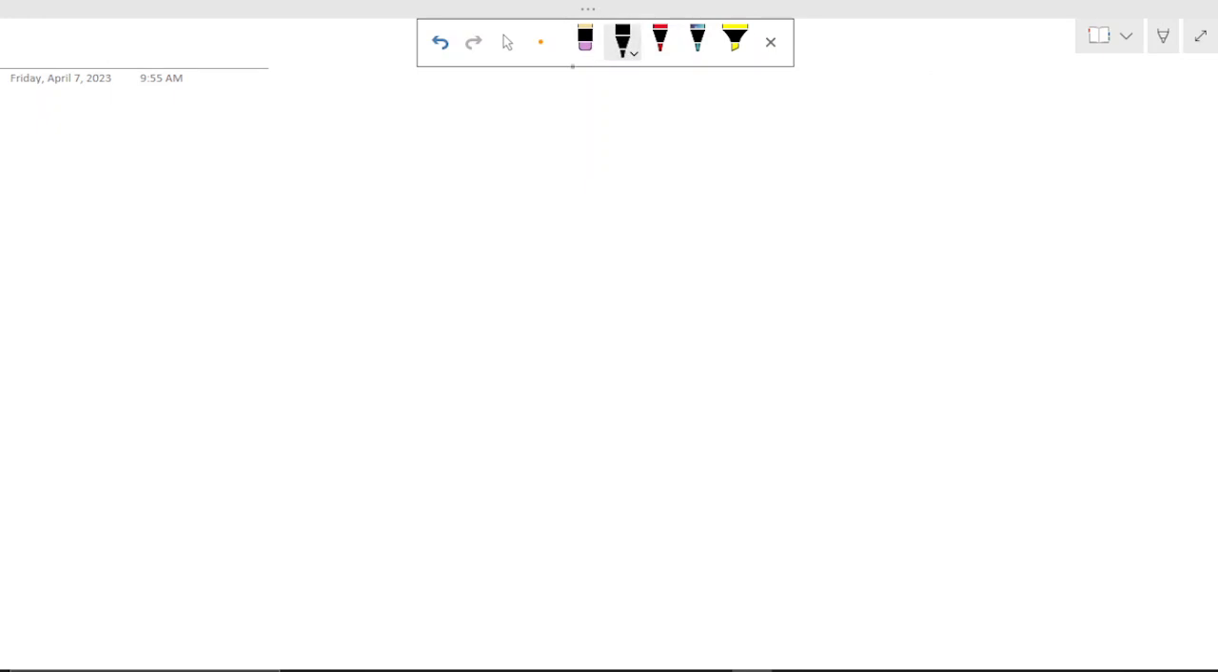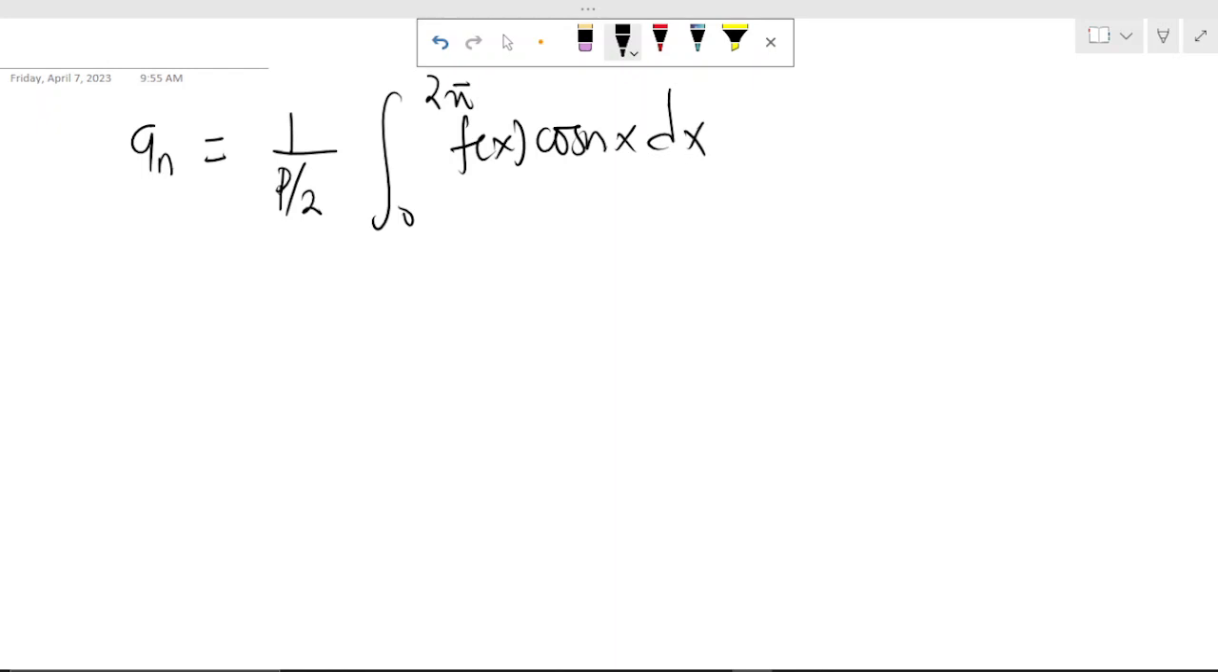Up next, let's find our an. The formula again, an is equal to 1 over the period over 2, integrating 0 to 2 pi of the given range, f of x cos nx dx. So let's go. And remember that our period is 2 pi. So we'll have a piecewise integration. So an is equal to 1 over 2 pi over 2, which is still 1 over pi. So we have this 1 over pi.